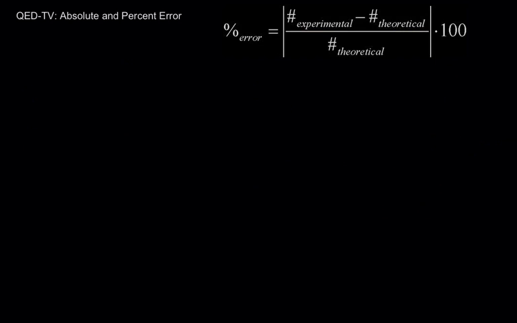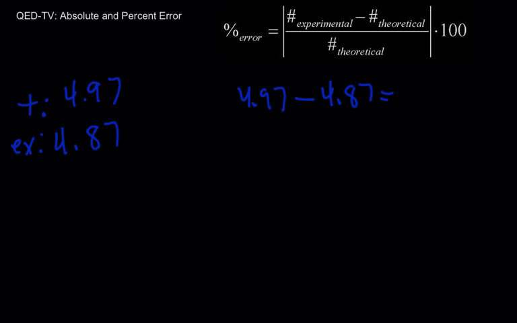Let's do one more. Let's take a theoretical value of 4.97 and an experimental value of 4.87. Okay, so I get my absolute error by subtracting these. So 4.97, which goes to the hundredths place, minus 4.87, which also goes to the hundredths place, which means my answer for absolute error is going to go to the hundredths place. It's a very easy problem. So I get 0.10. I must write that 0 down because it goes to that place. So there's my absolute error right there.